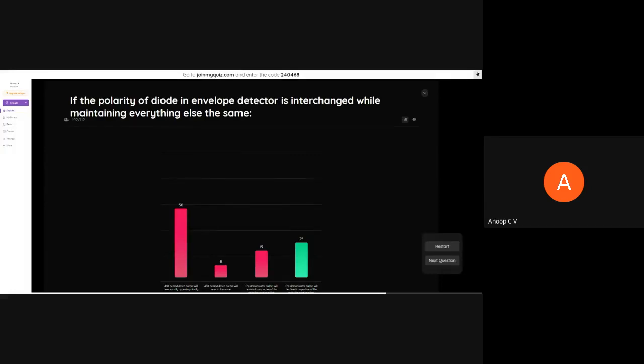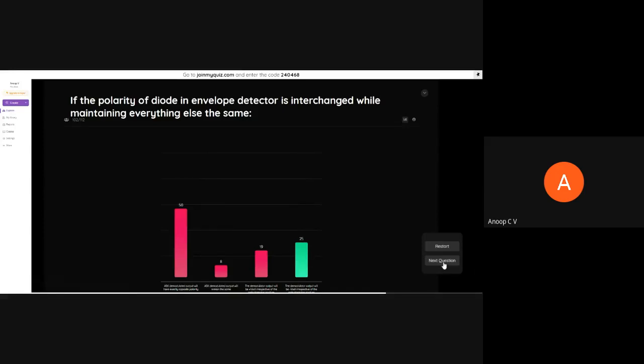So if that is the case, maybe this is how you can rectify it. While playing around with the circuit, I request everyone to try out all these things. I've included some common mistakes which students make in the lab in this quiz. Most of them answered that the ASK demodulated output will have exactly opposite polarity. That is wrong. The idea that even if the polarity of the diode is changed we'll get an opposite polarity signal is false. It's a misconception, and this is true.